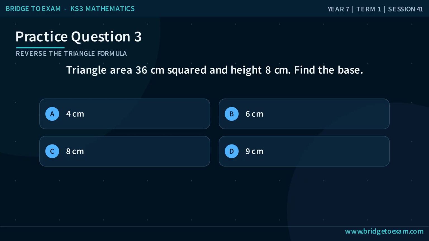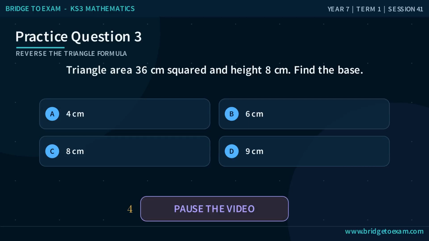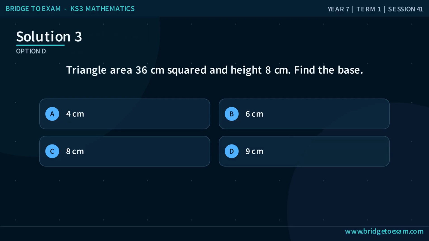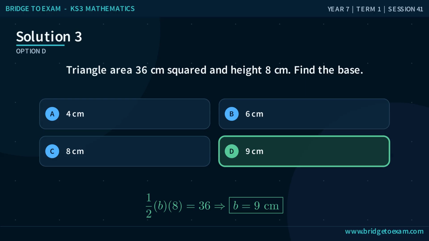Practice question 3. A triangle has area 36 square centimeters and height 8 centimeters. Find its base. Option A is 4. Option B is 6. Option C is 8. Option D is 9. Pause, solve 1/2 times B times 8 equals 36. Option D is correct, 9 centimeters. 4B equals 36, so B equals 9.